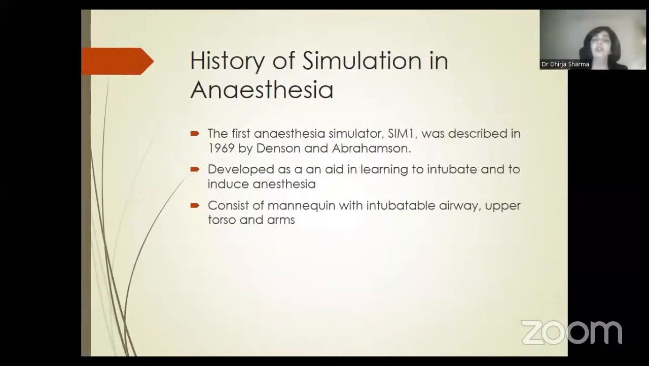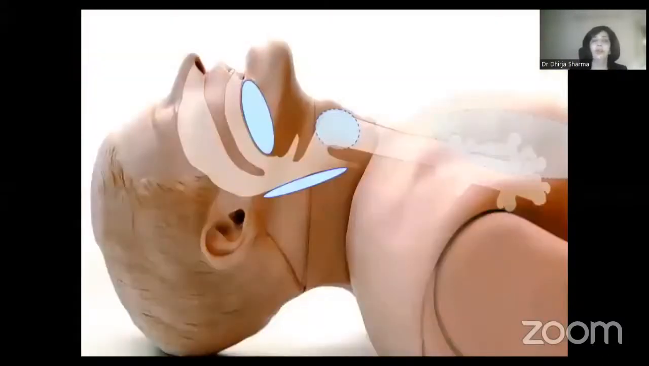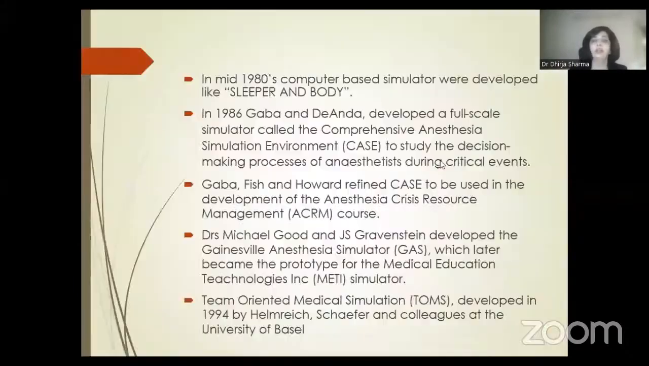What is the history of simulation in anesthesia? The first anesthesia simulation, SIM-1, was described in 1969 by Denson and Abrahams. It was developed as an aid in learning to intubate and to induce anesthesia. It consists of mannequin with intubable airway, upper torso and arms. So this is what we are all familiar with. We have seen this mannequin very often. We've used it to learn ACLS, BCLS. We know that this is what is being simulated, and we help learn intubation on this.